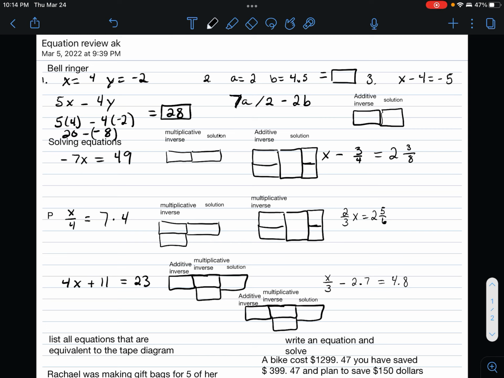Okay, and there's the yellow box. That's where you just put your value. Okay, here, same thing. It's going to be 7 times 2 divided by 2 minus 2 times 4.5. Okay, so you get 14. 14 divided by 2 is just going to be 7. 7 minus 2 times 4.5 is going to be a negative 9. Okay, so then your outcome here, this is going to equal a negative 2.